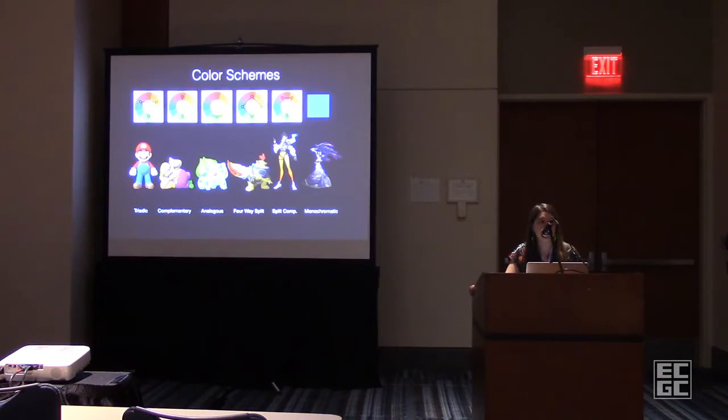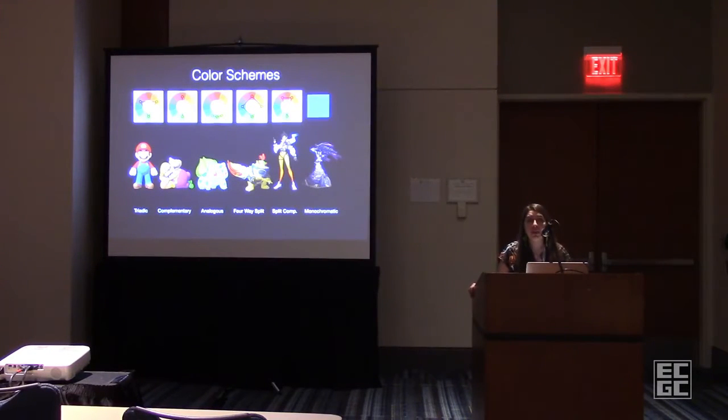We got our complementary. That means they're opposites on the color wheel. Right? That's what Wario has. We have analogous, where they're next to each other. Everything goes together. That's what Bulbasaur is, straight up. We got the four-way split. That's where things start to get weird. We get a little bit into rainbow territory. But it makes them pop, right? Because you know something's going on with Baby Bowser. He has green, he has yellow. He just doesn't know what to do with himself. That's what he's really upset about.